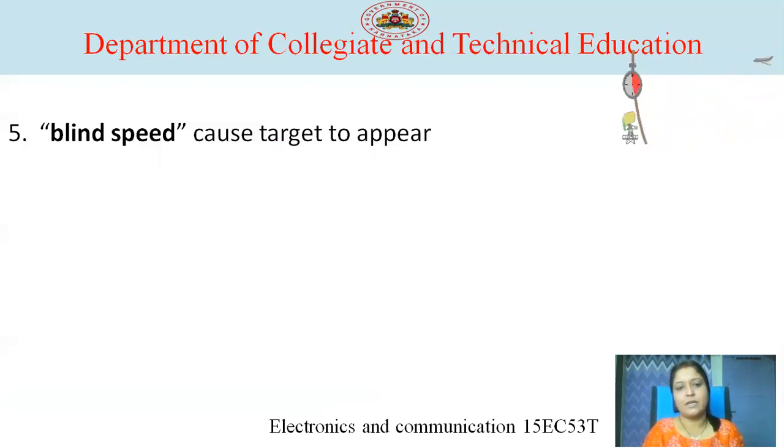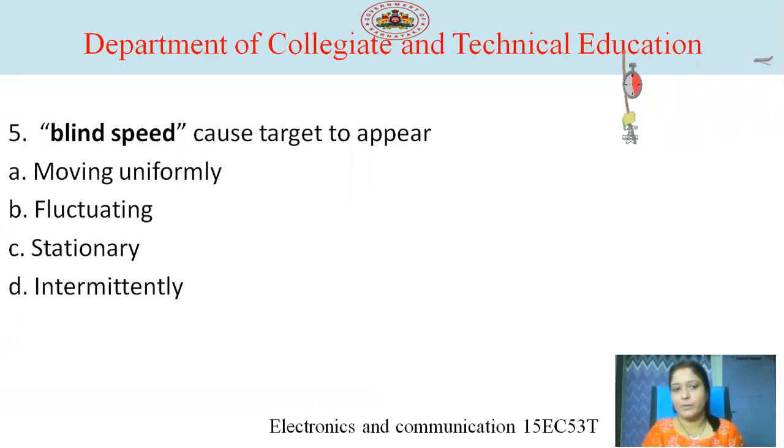Blind speed causes targets to appear moving uniformly, fluctuating, stationary, or intermittently. Will it give the output as fluctuating or moving? The correct option is option C, that is stationary. In the blind speed, even though the target is moving, it will appear as stationary here.